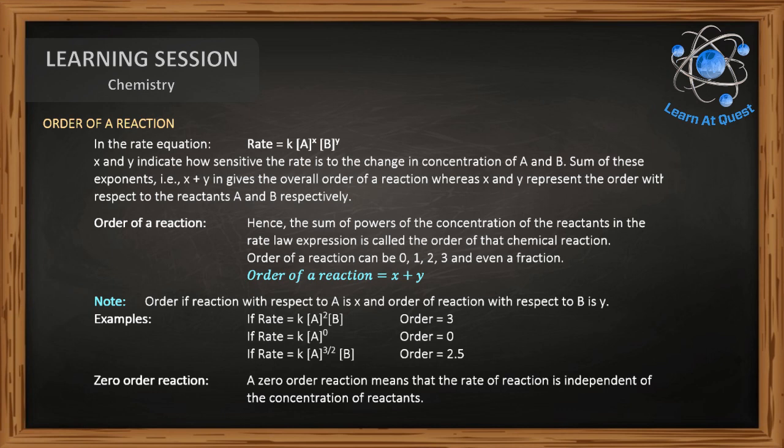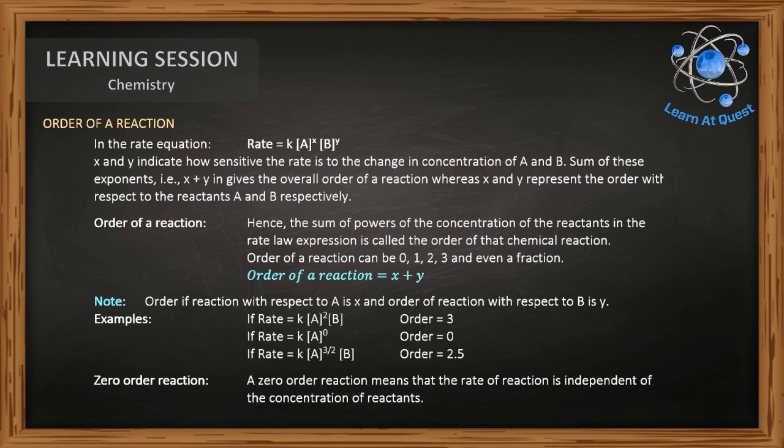Therefore, order of a reaction is defined as the sum of powers of the concentration of the reactants in the rate law expression. The order of a reaction can be 0, 1, 2, 3 or any other fraction. Hence, in the above case, rate equals k, concentration of A raised to exponent x, concentration of B raised to exponent y. The order of the reaction is the sum of the exponents, which is x plus y.